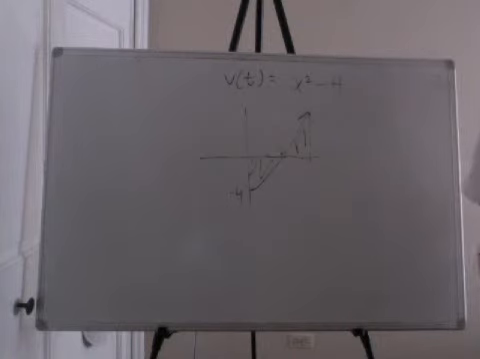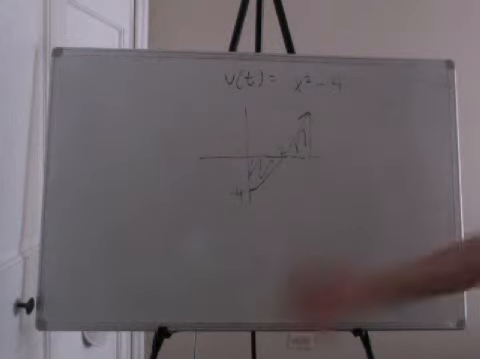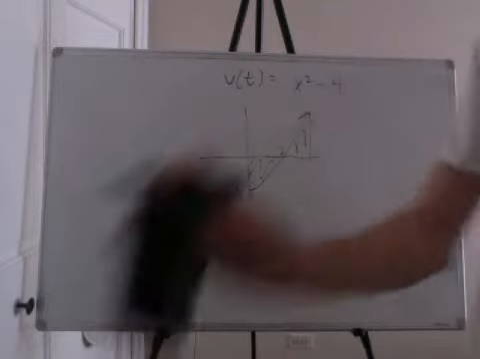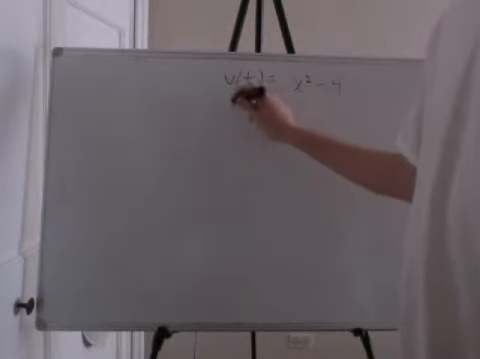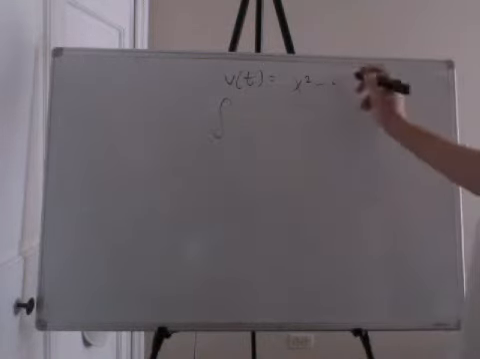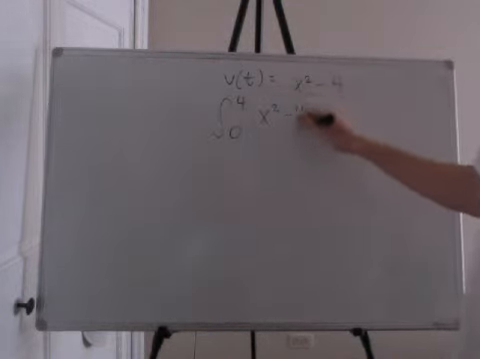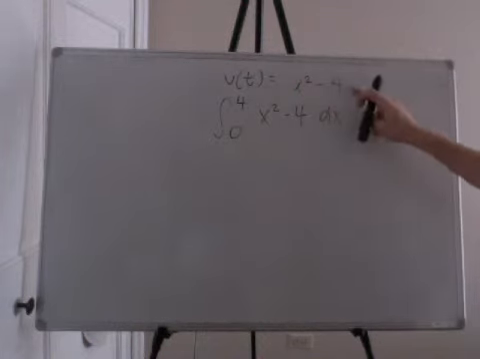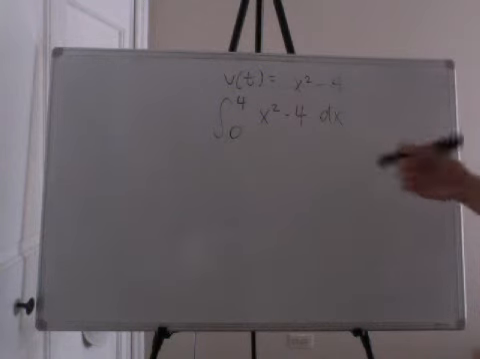Now the displacement would just be finding the integral from 0 to 4, because you want to know how far you are from your original position. So you want to actually just do the integral of this. So therefore, the displacement from 0 to 4 seconds is the integral of x squared minus 4 dx. The reason you're using this line is because it's the velocity line, and the antiderivative is position, and we're looking for the change in position.